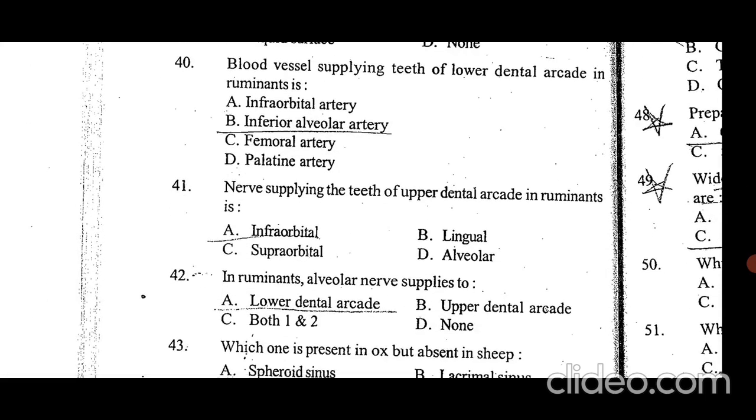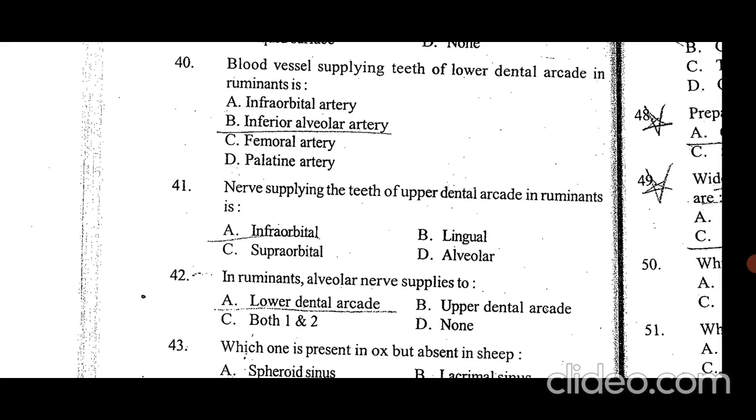The nerve supplying the teeth of the upper dental arcade in ruminants is the infraorbital nerve. The infraorbital nerve supplies the teeth of the upper dental arcade, and the inferior alveolar artery supplies blood to the lower dental arcade. Remember: inferior is for lower in vessels, and infraorbital is for upper teeth as nerves.